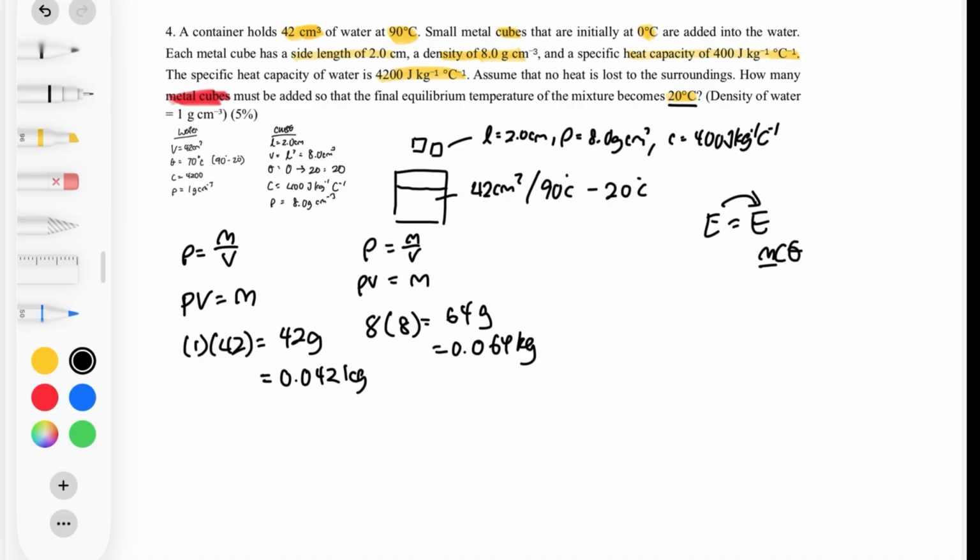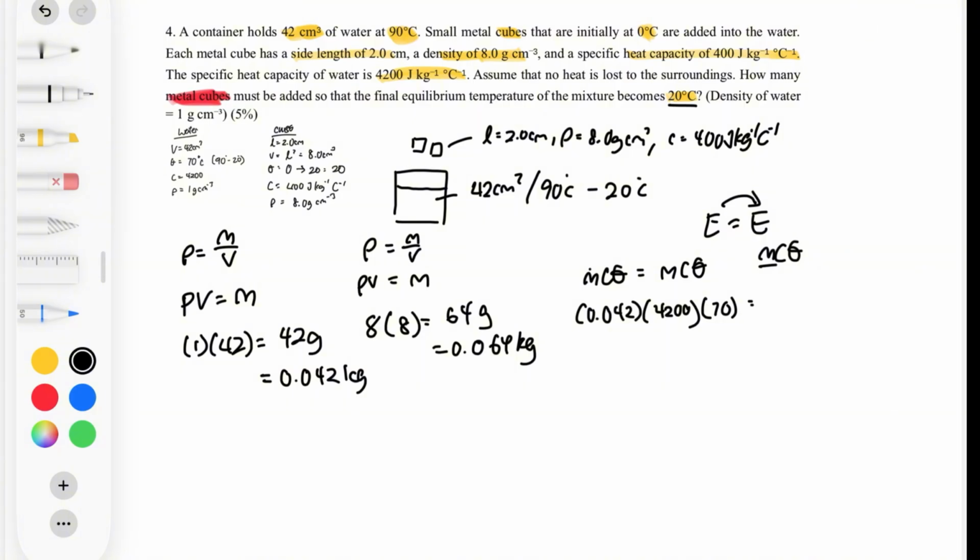But before that, it says how many metal cubes. One metal cube is not sufficient to lower the temperature of the water to that, so I will just put a number sign over there. So first thing first, you write down mcθ equals mcθ. For the water, we just write it down: 0.042, c is 4200, and the temperature change is 70.